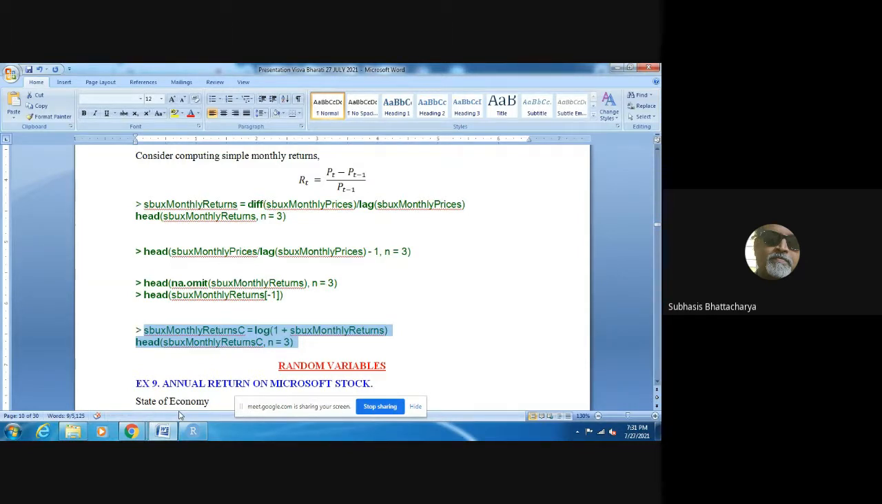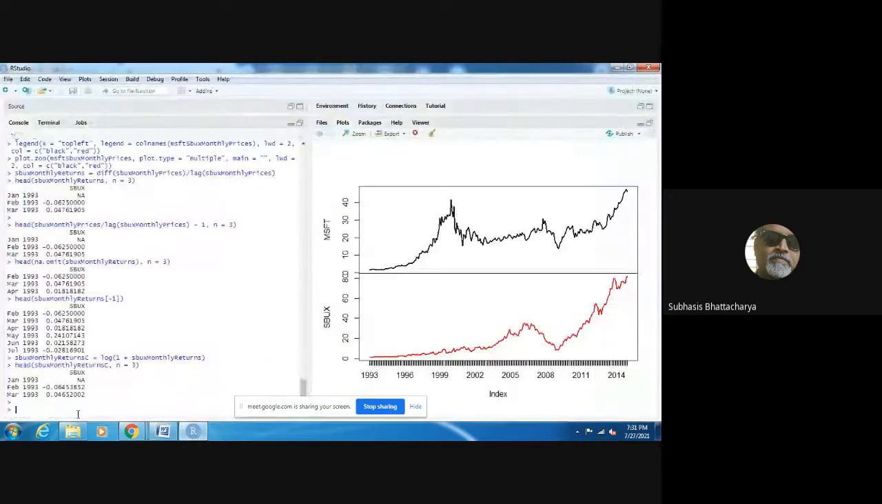That is, you take the difference of, like this, SUBX monthly return is equal to, if, log, SUBX monthly prices.